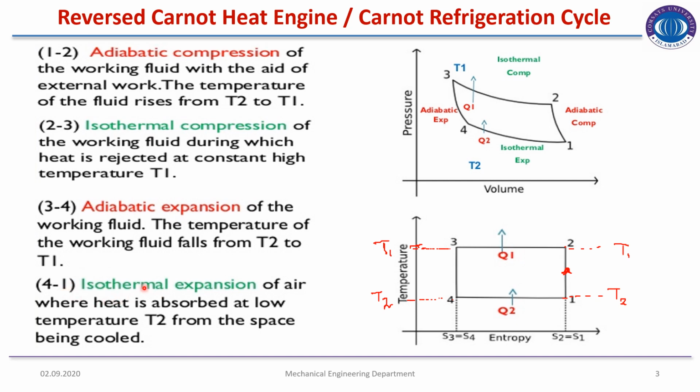Process 4 to 1 is isothermal expansion. Isothermal means the temperature will remain the same, so temperature T2 will remain constant and heat will be added. So Q2 amount of heat is added. This is the complete cycle, and you can compare the PV and TS diagrams side by side.